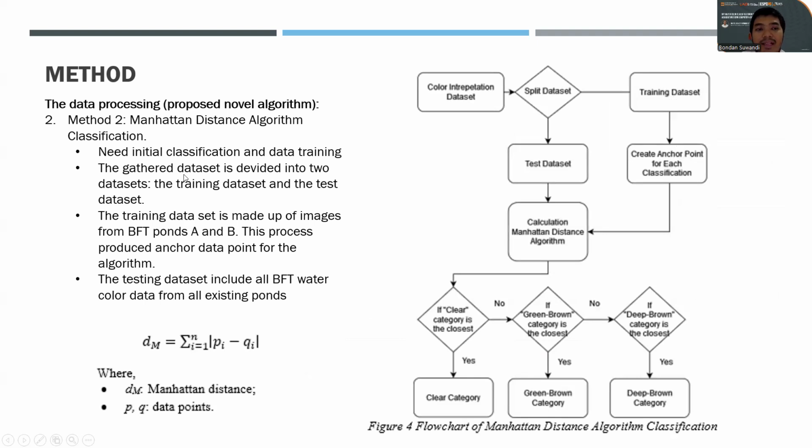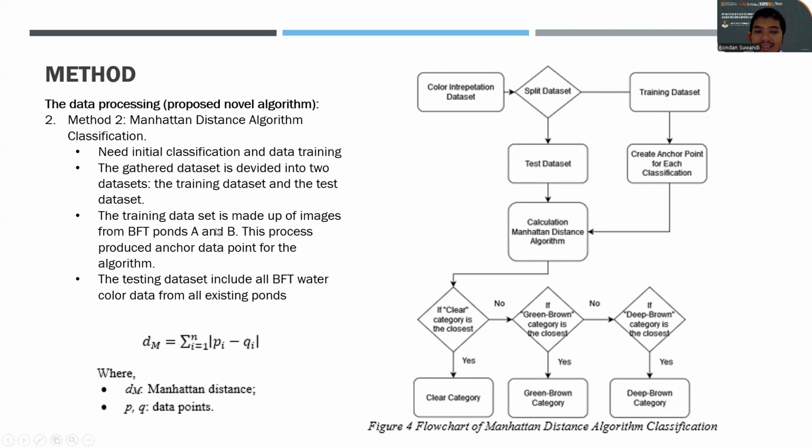The second proposed novel algorithm, we use the Manhattan distance algorithm. Actually, we might say this is a simple form of machine learning algorithm. Why? Because in this algorithm, we need to train the system. So we have to divide the dataset into two datasets. The first one is the training dataset, and the second one is the test dataset. So this algorithm needs initial classification and data training.